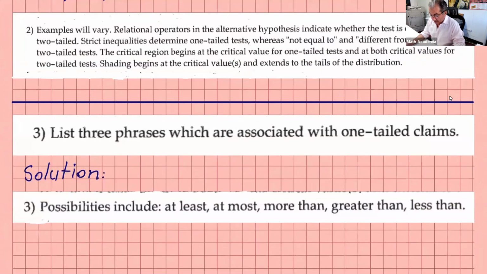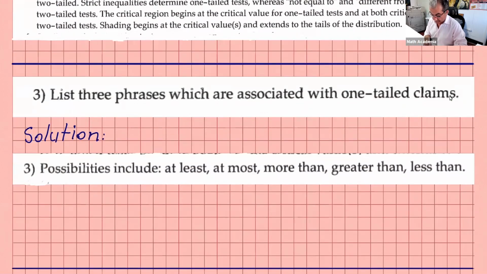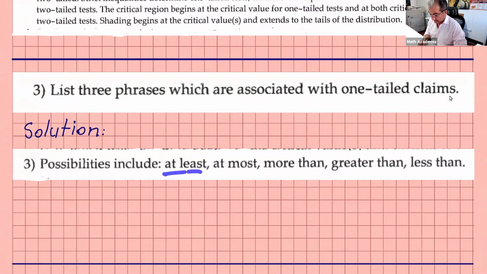Number three, list three phrases which are associated with one-tailed claims. So the possibilities are at least, at most, more than, greater than, less than, or maybe no more than. Read all that: at least is greater than or equal to, at most is less than or equal to, more than is greater than, and greater than is the same thing, less than is like that. If you hear no more than, that means less than or equal to.